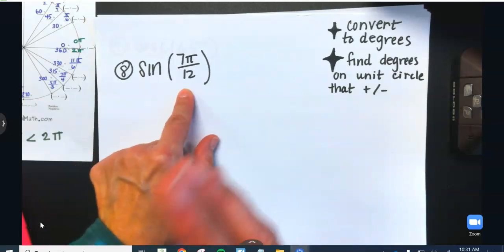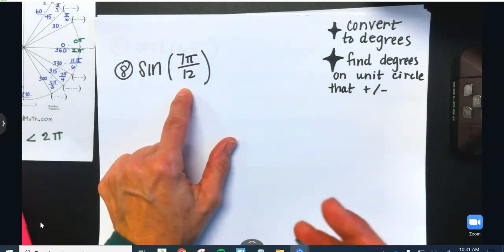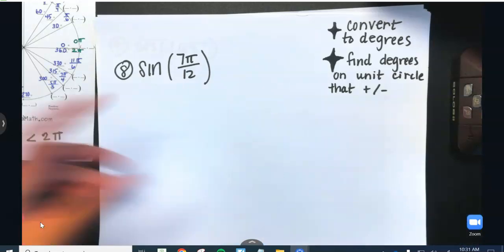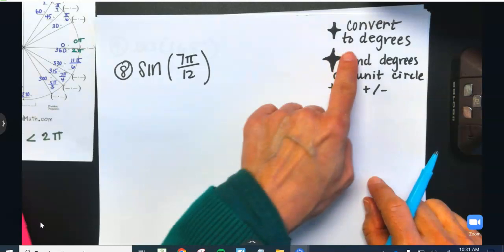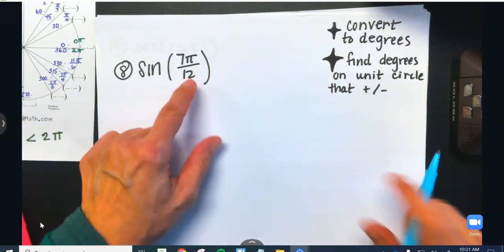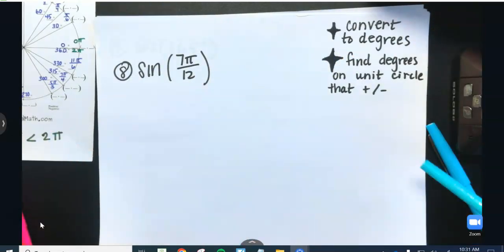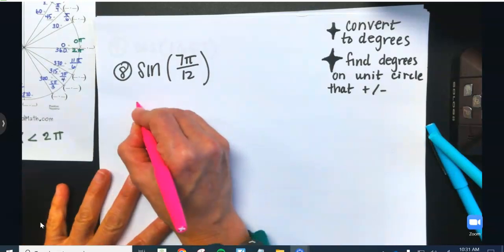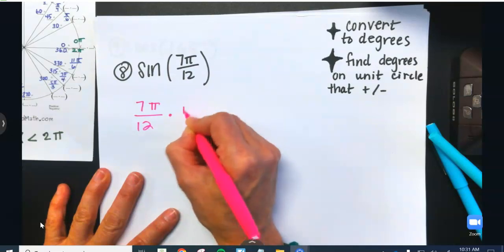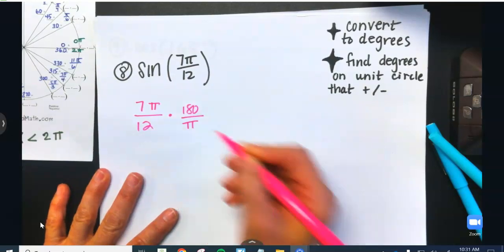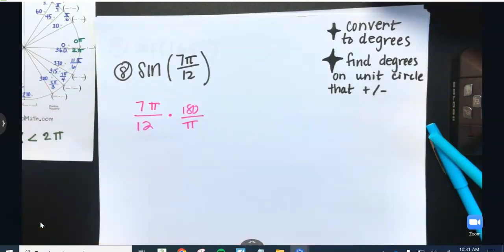Right, so when it's not on the unit circle, you're going to have to do some investigative work. You're going to have to make it work. All right, the first thing we're going to do is convert to degrees. Now remember, I don't like degrees, I don't, but I know all I have to do is multiply by 180 and take it to degrees.